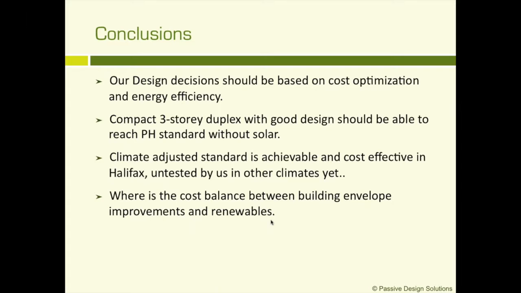It's somewhat untested by us in other climates. I'm sure others out there are starting to design an energy model to these numbers. And we're really interested in where that cost balance is between how you invest in the building envelope and where you then turn to renewables, especially with the cost of PV coming down over time.